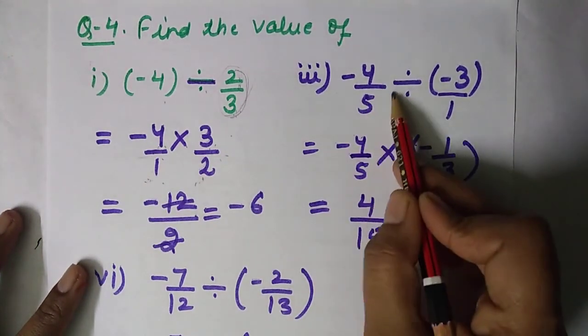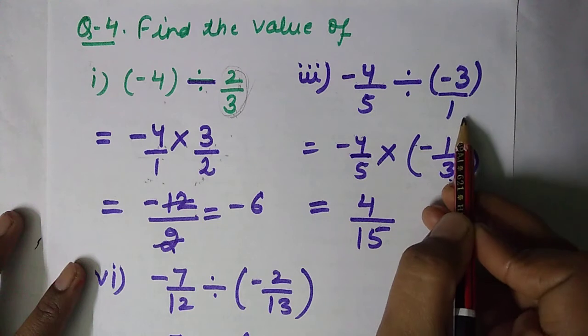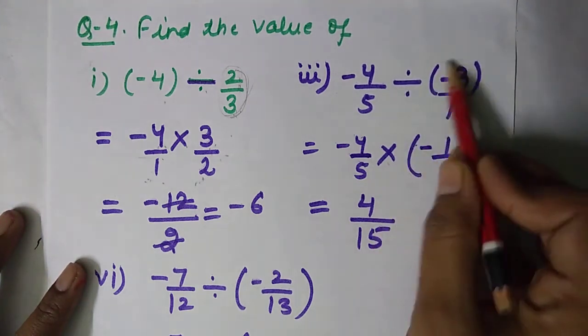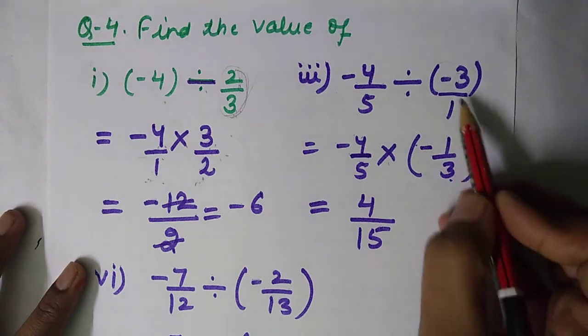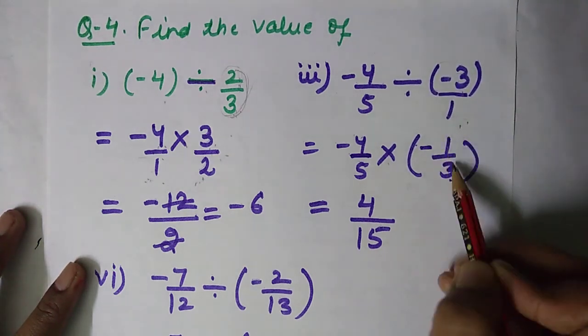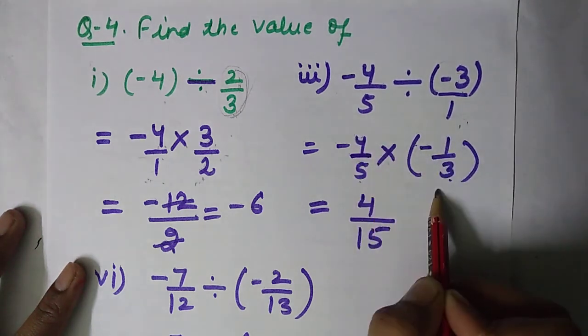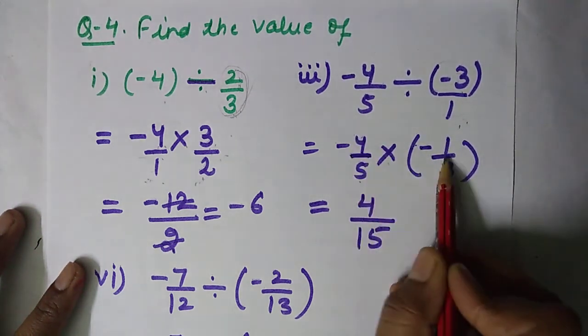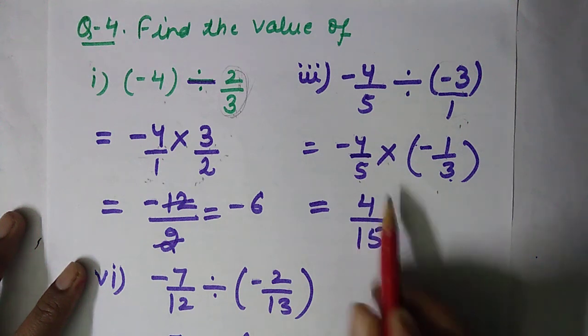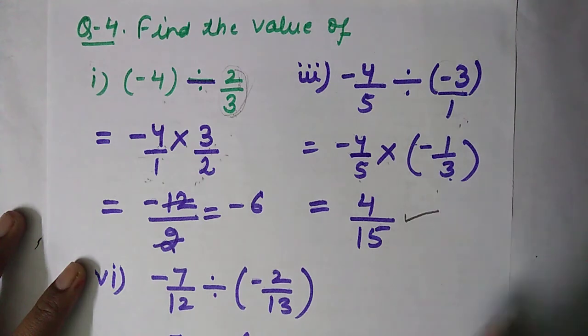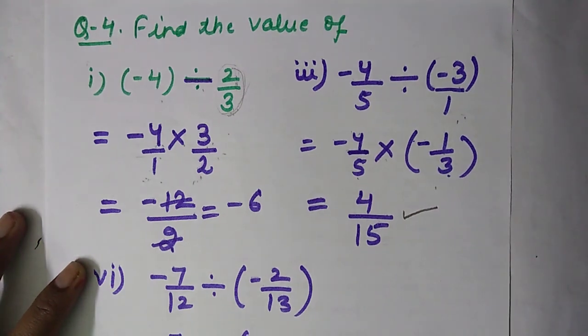One more: minus 4 by 5 divided by minus 3 over 1. I will convert this division into multiplication. For that this gets reciprocated. The reciprocal of minus 3 by 1 is minus 1 by 3. Now multiply numerator with numerator, denominator with denominator. You will get minus 4 into minus 1 is 4, and 5 into 3 is 15. So this is how you can divide rational numbers.